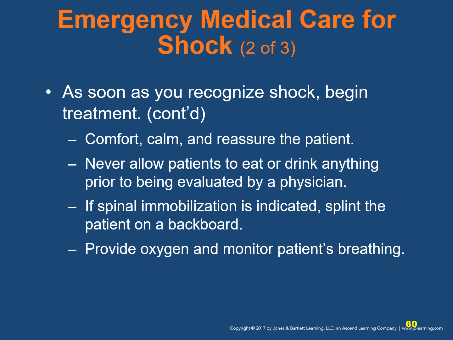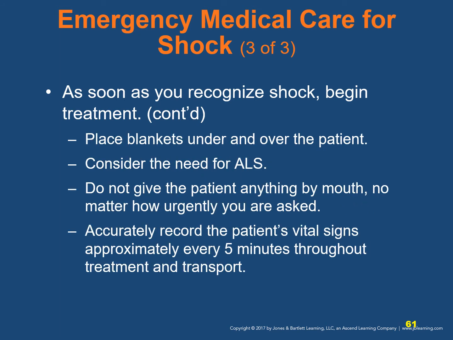If spinal immobilization is indicated, splint the patient on a backboard. Remember that inadequate ventilation may be a major factor in the development of shock. Always provide oxygen, assist with ventilations, use airway control adjuncts as needed, and continue to monitor the patient's breathing. To prevent the loss of body heat, place blankets under and over the patient, but try to help the patient maintain a normal body temperature.